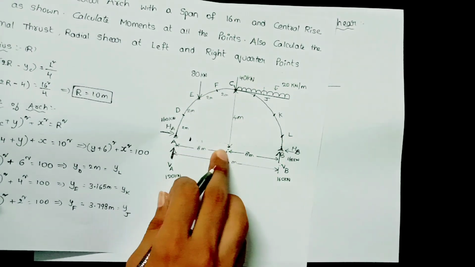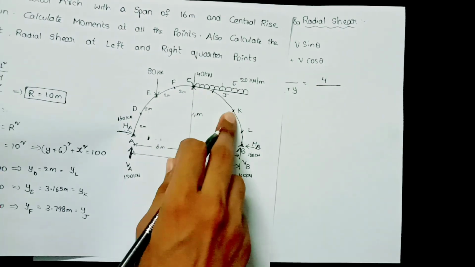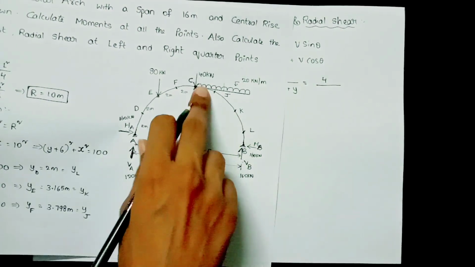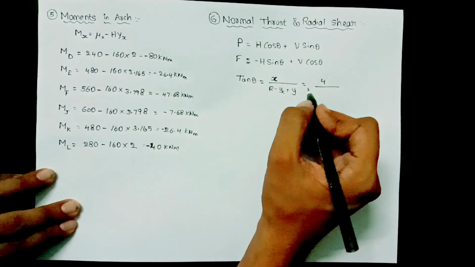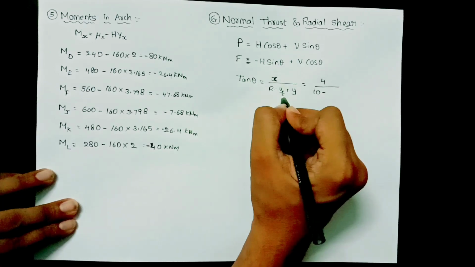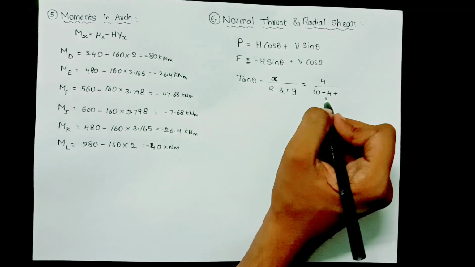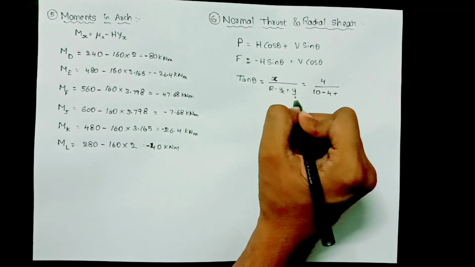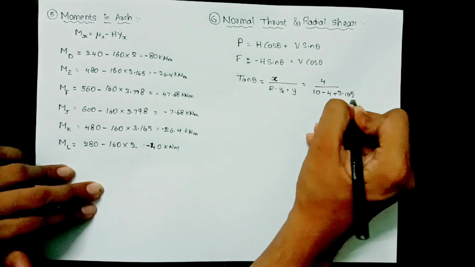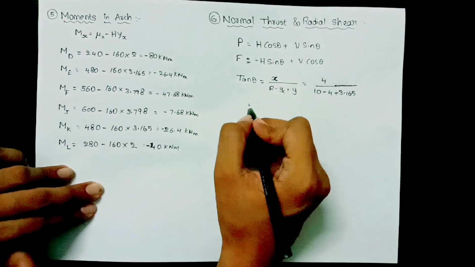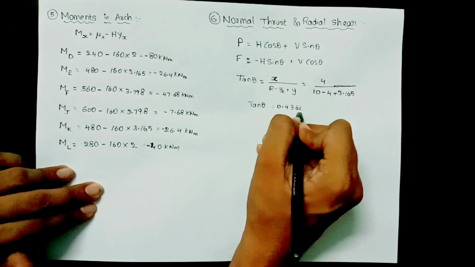I am showing it in the diagram. From the center of the support, if you take up to E, it is 2 plus 2, 4 meters. If you want to take up to K, it is also 2 plus 2, 4 meters. So 4 meters divided by the radius of the arch, which is 10, minus yc, the central rise, 4 meters, plus y, the rise at point E or K. So rise at E equals rise at K, which is obtained as 3.165 in the second step. From this you can calculate tan theta equals 0.43644.